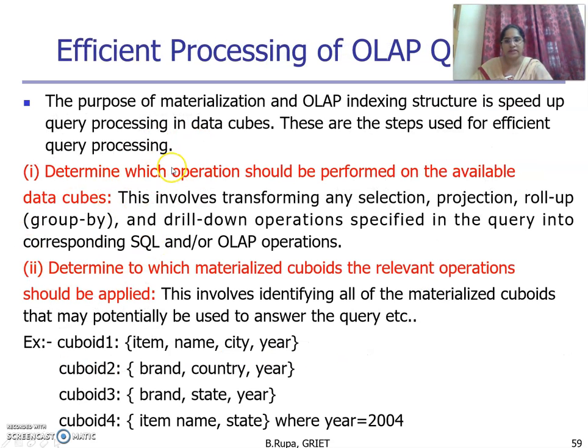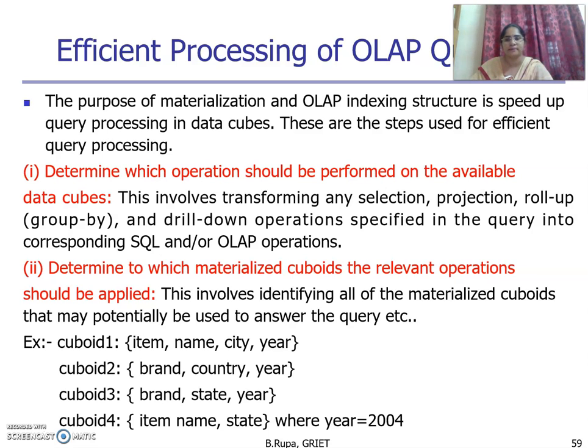The next method is the efficient processing of OLAP queries. The purpose of materialization and OLAP indexing structures is to speed up query processing in data cubes, right? There are steps used for efficient query processing. The first step is to determine which operations should be performed on the available data cubes. This involves transforming any selection, projection, roll-up operation or drill-down operation specified in the query into corresponding SQL or OLAP operations. For example, slicing and dicing on a data cube may correspond to selection or projection operations on a materialized cuboid, right?